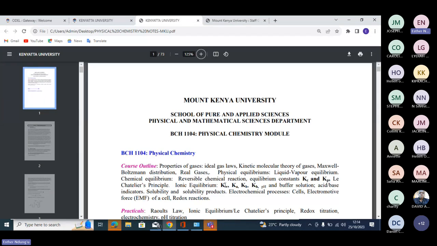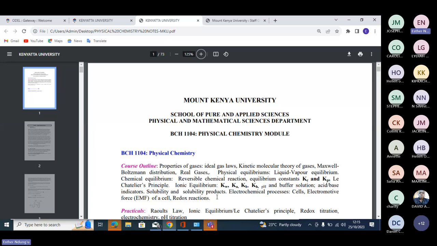To cut the long story short, we will look at the gas laws, generally. Generally, we will look at chemical equilibrium, calculation of the equilibrium constant, calculation of the pH of strong acids, strong bases, weak acids and weak bases. Then we look at solubility and solubility product. This is for those salts that are insoluble.